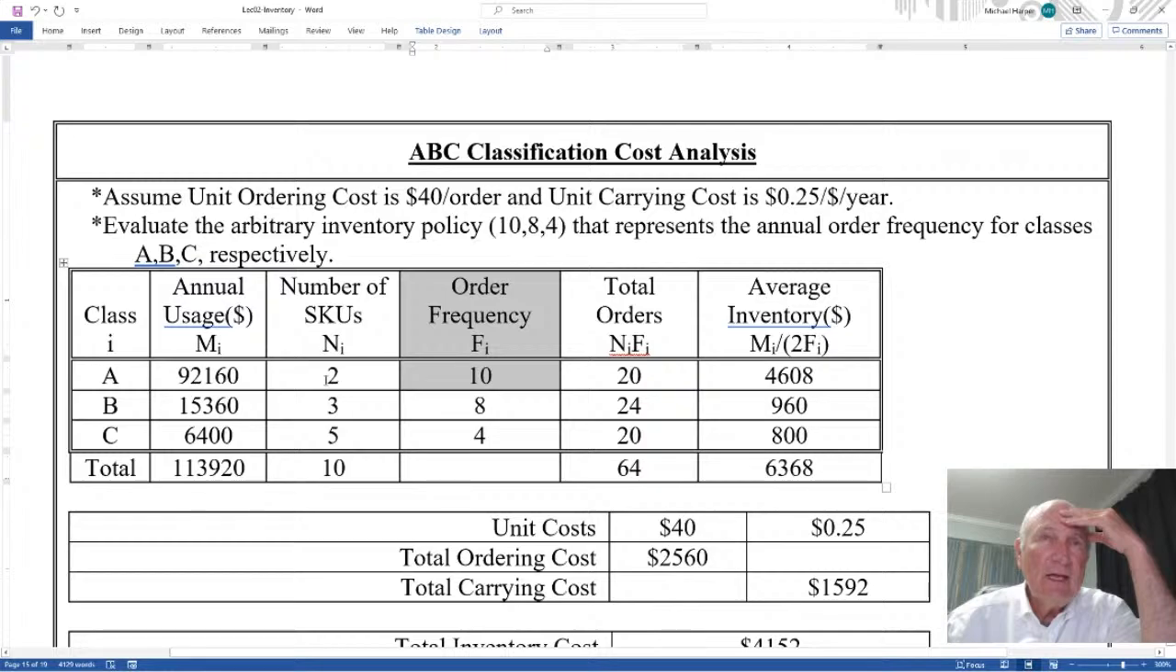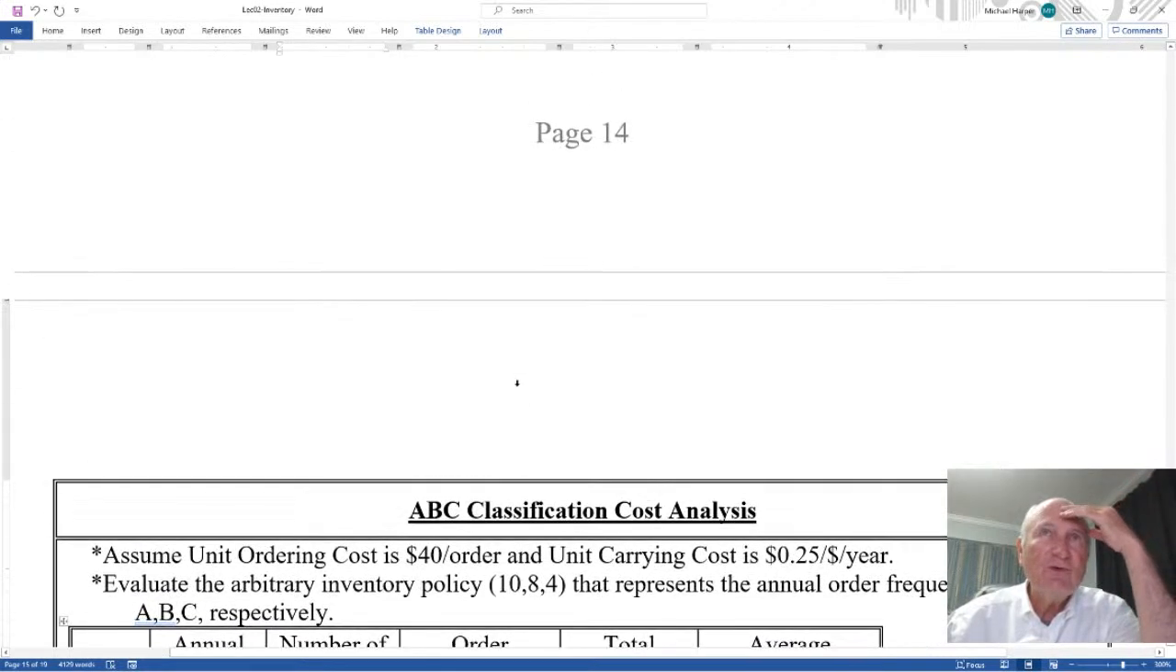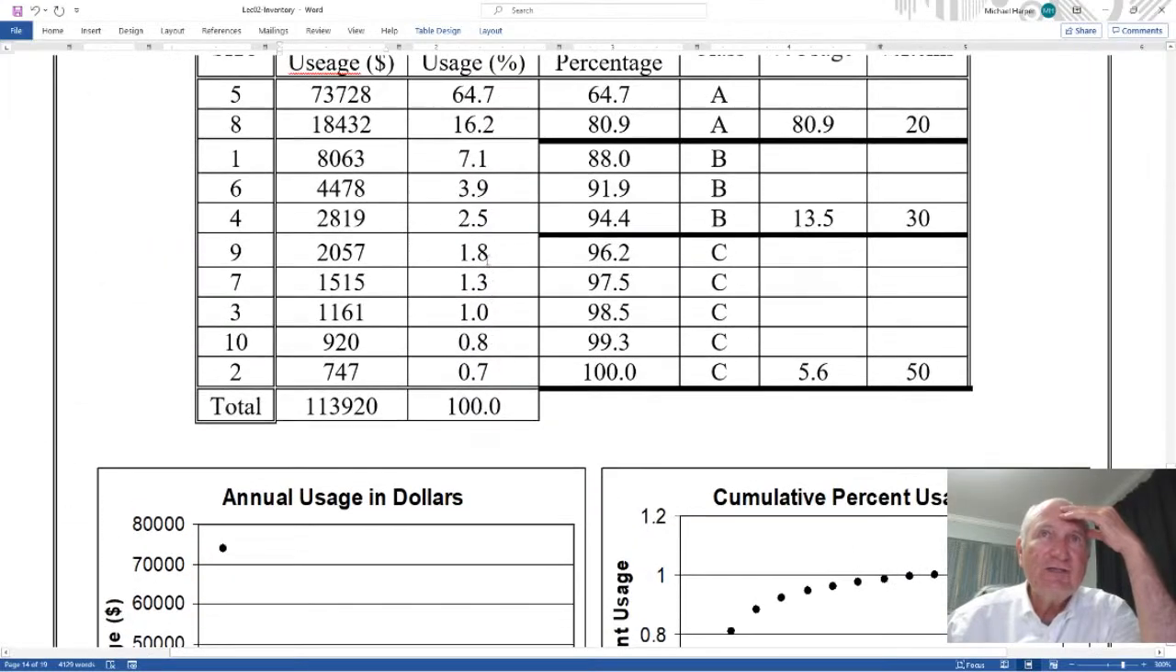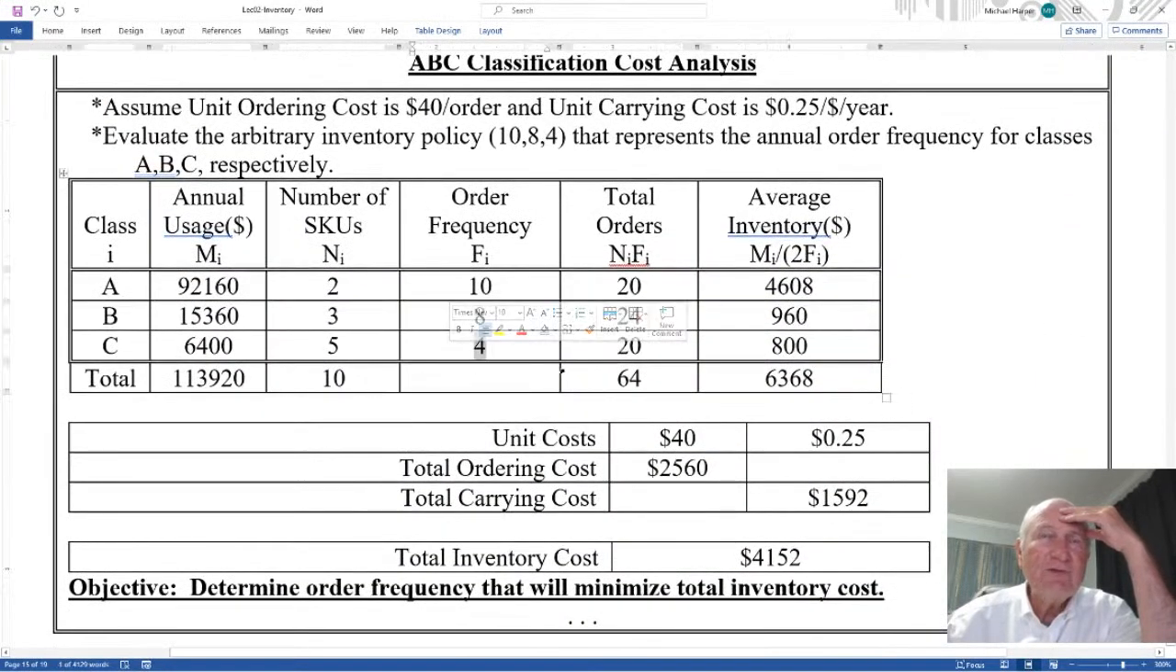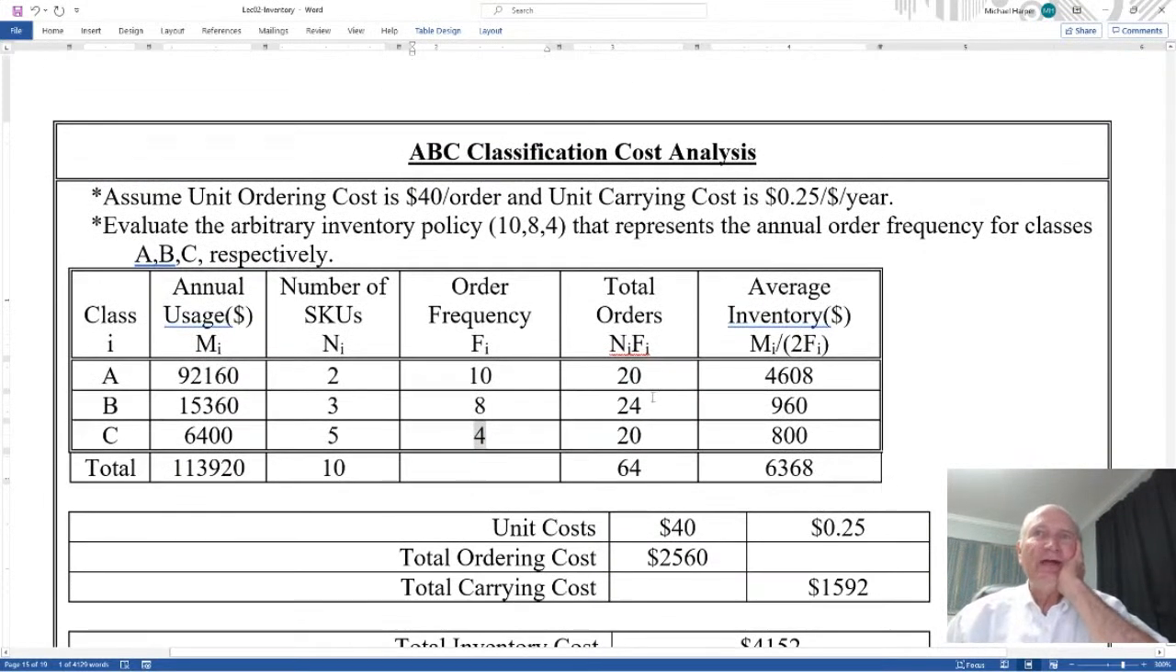So if each of these is ordered 10 times, 2 times 10 is 20. So for my Class A items, I'm ordering 20 orders over a year. 3 times 8 is 24. For my B items, I'm placing 24 orders in a year. 4 times 5 is 20 orders in a year for my Class C items. Each one of those C items, I'm ordering 4 times a year, every quarter. Okay? So I add them up.